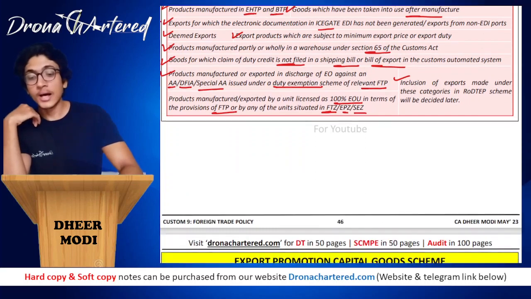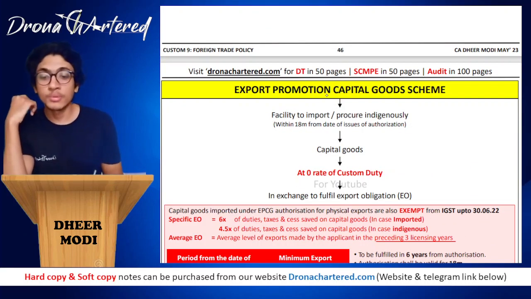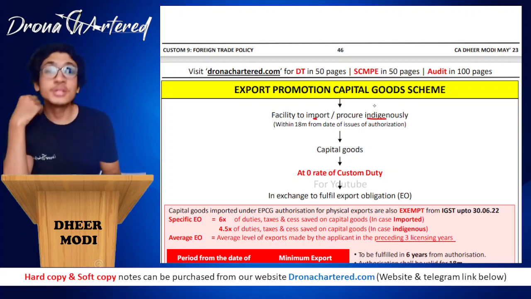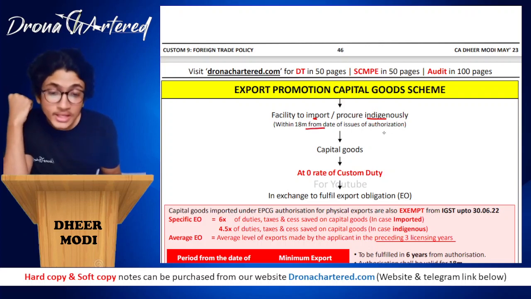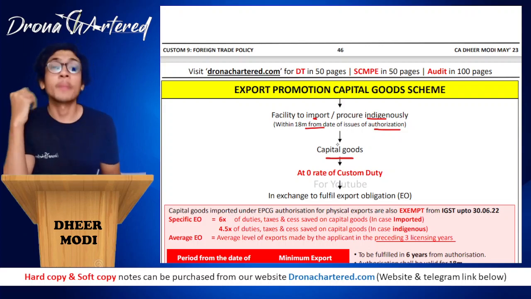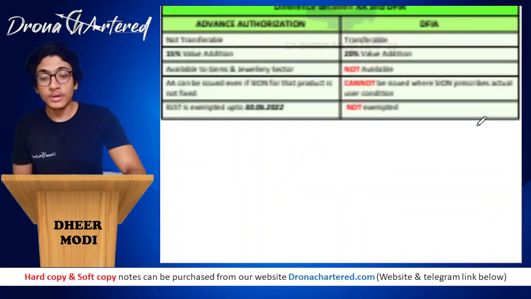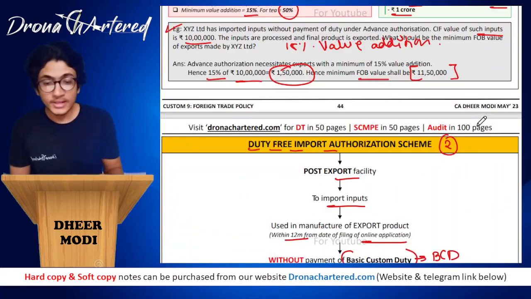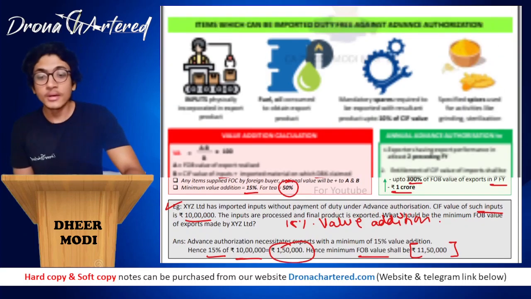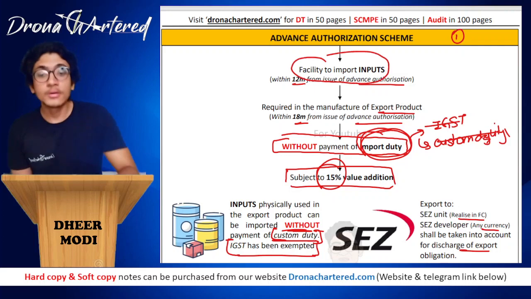Now coming to the last part of the chapter, the Export Promotion Capital Goods scheme. It is a facility to import or procure indigenously within 18 months from issue of authorization. Now, which goods to import? Capital goods. Up till now we were studying imports of inputs. If you remember, we were doing these charts to import inputs. This is your DFIA. Over here also it was a facility to import inputs under advance authorization.